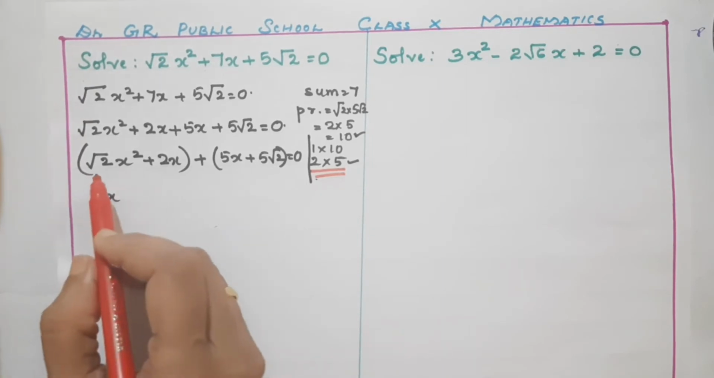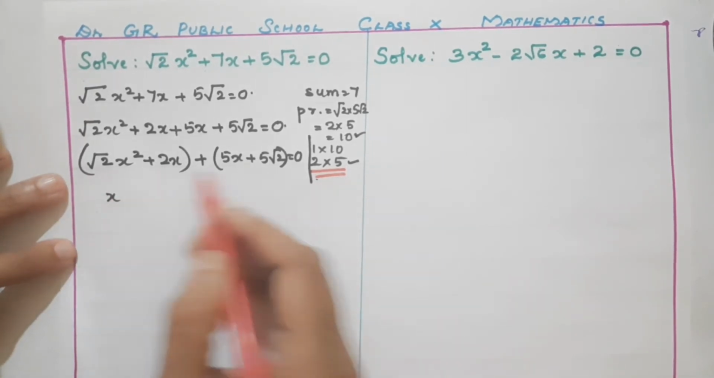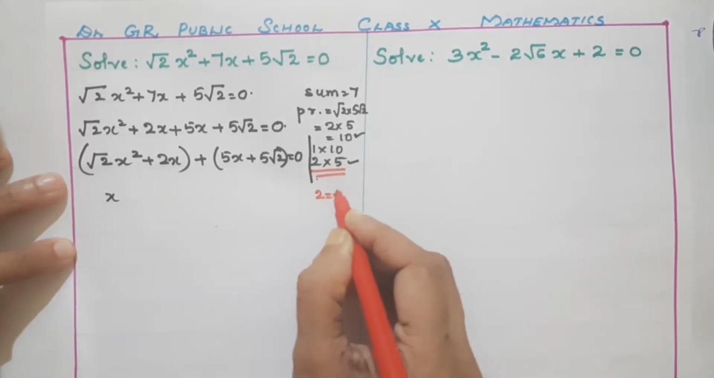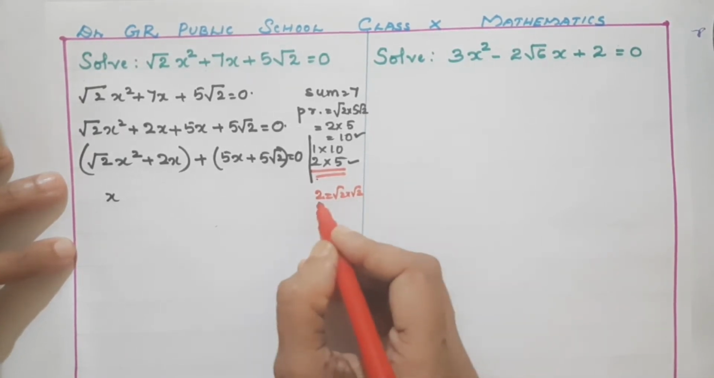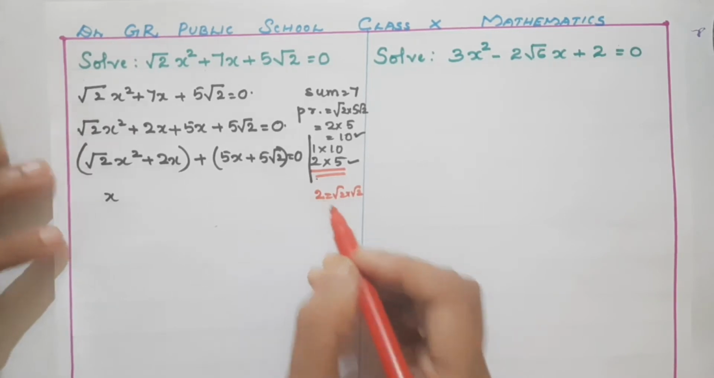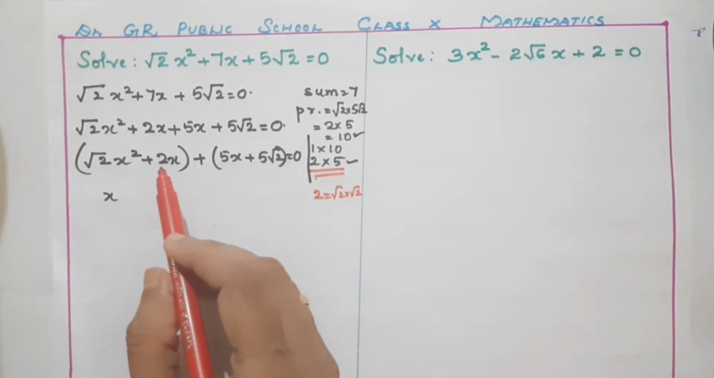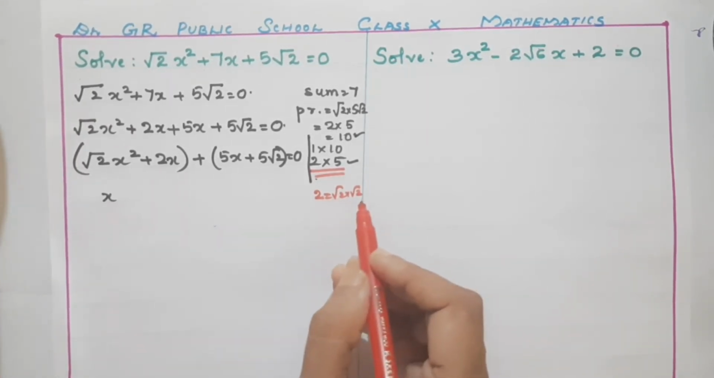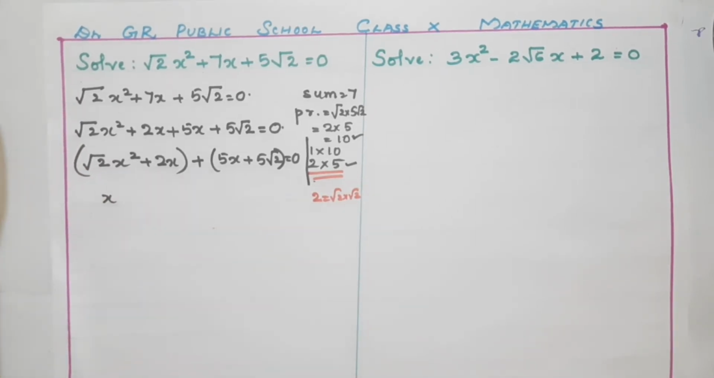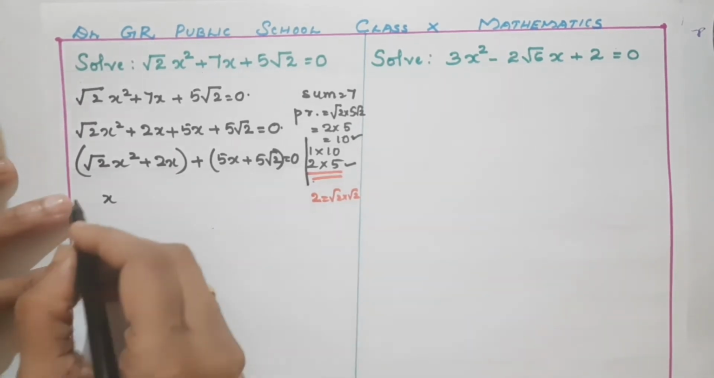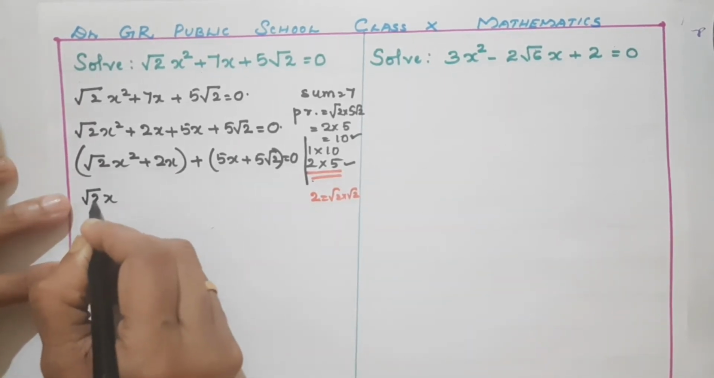See, here we have root 2. But this 2 can be written as root 2 into root 2. What is root 2 into root 2? 2, isn't it? So, we can split this 2 as root 2 into root 2. So, here also we have root 2. Here also we have root 2. So, what we can take outside? We can take root 2 also outside.